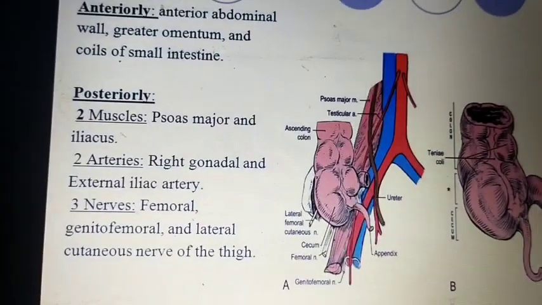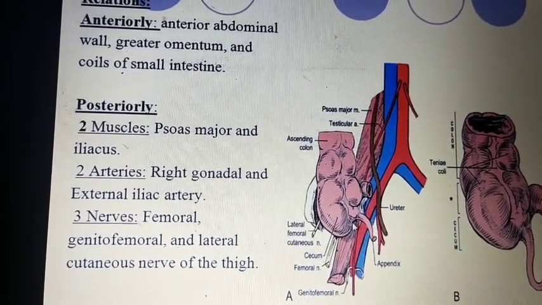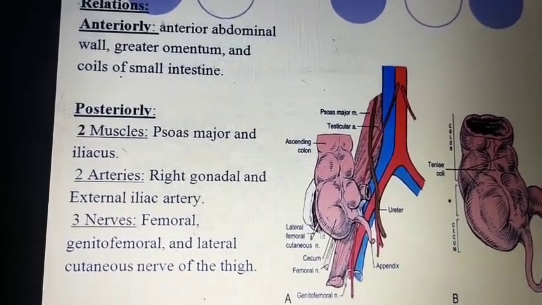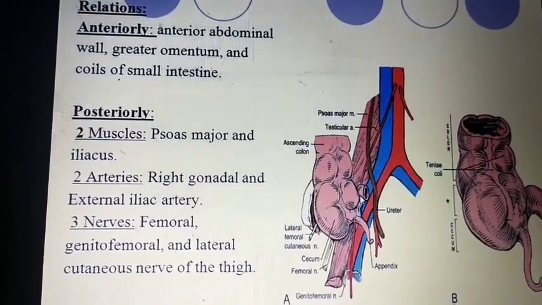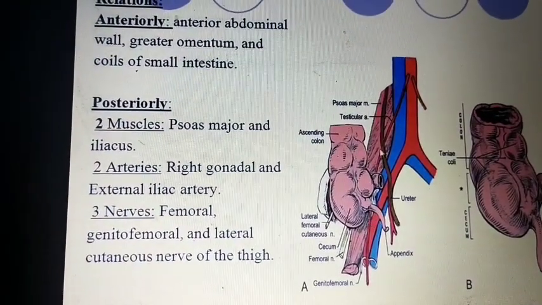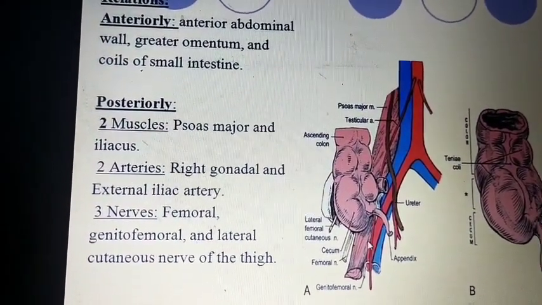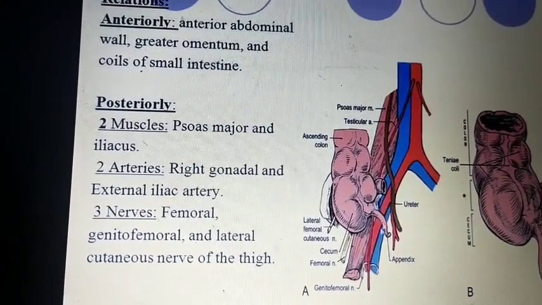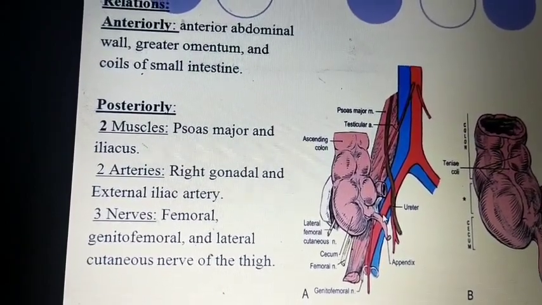Okay, this is the psoas major muscle. Here you can see the iliacus muscle. Then two arteries: this is the right gonadal artery and this is the right iliac artery.